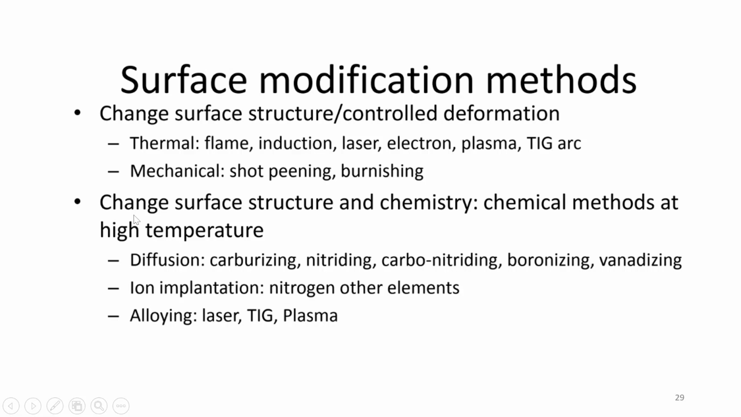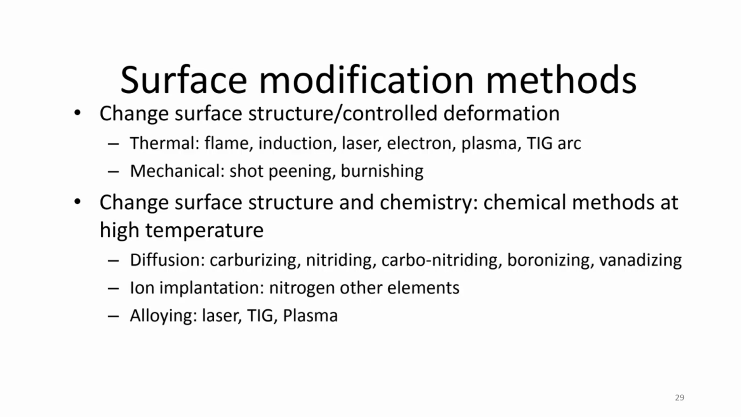Next we have change in surface structure and chemistry. In this case we have chemical methods at high temperature. We have diffusion based, in which carburizing, where there will be diffusion of carbon in the surface. In nitriding there will be nitrogen. In nitrocarburizing we have diffusion of both carbon and nitrogen. In boronizing we will be having boron. In vanadizing you will be having vanadium. In case of ion implantation, there is nitrogen and other elements present.